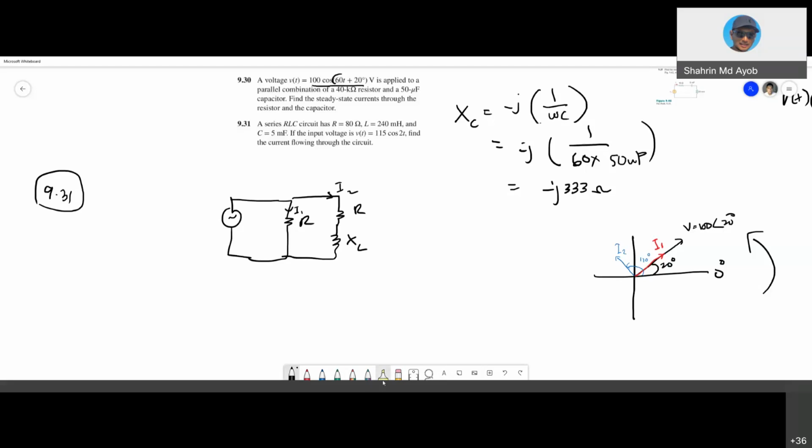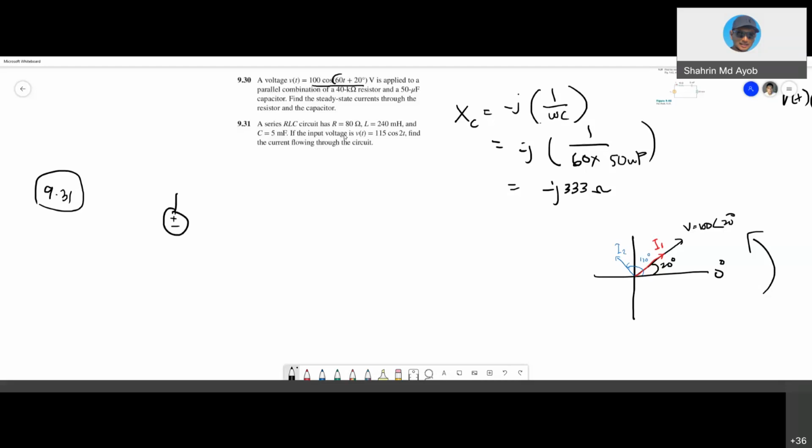Okay. Maybe after this, I will show you one simple example on that. Series, this one is very simple, straightforward. This one is parallel, and then 9.31 is series. Okay, and then if the input voltage is given, so right now you have like this.